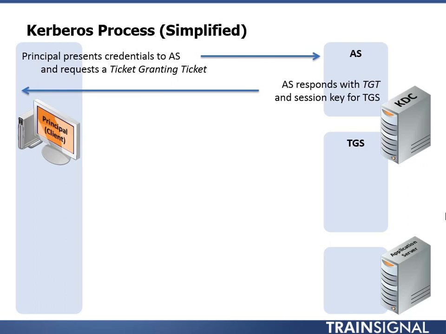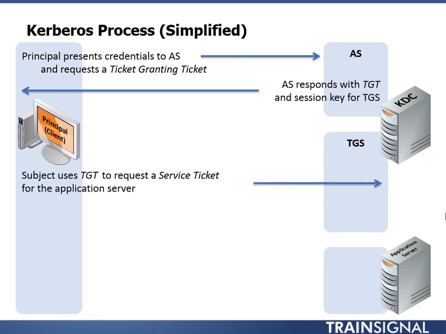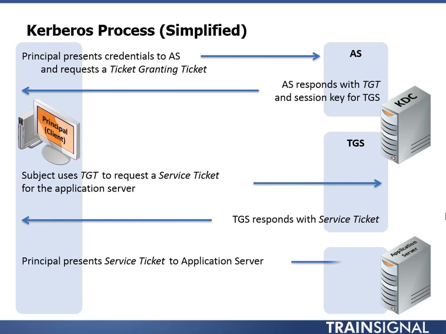This terminology is terribly confusing, I'm afraid, but I do want you to be familiar with it for the exam. So the subject, the principal, uses their TGT to request a service ticket from the ticket granting server. And if everything looks okay, if the guy's legit, the ticket granting server responds with a service ticket. That's your token. That's what you can use to actually authenticate. So in the next step, the principal, the user, the subject, can approach the object, the resource server, and say, look, I have a service ticket, let me access stuff.